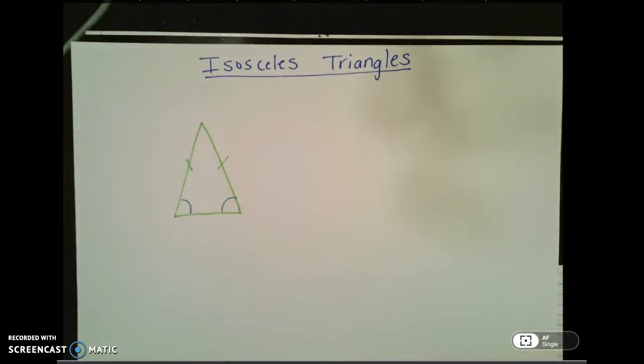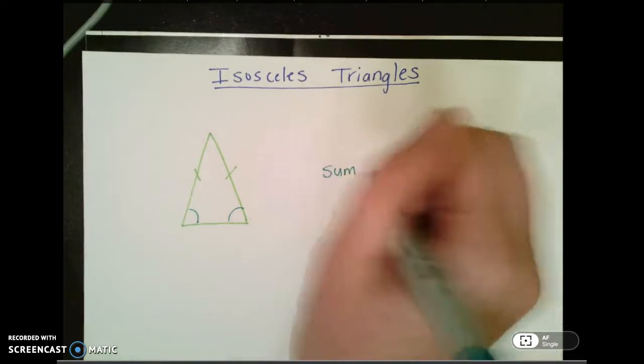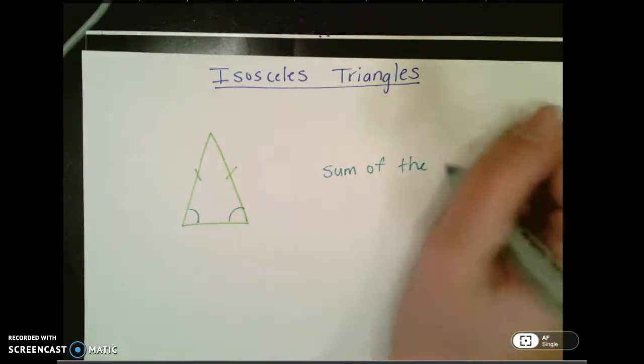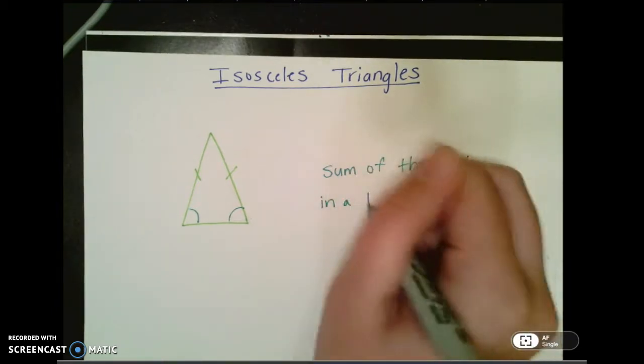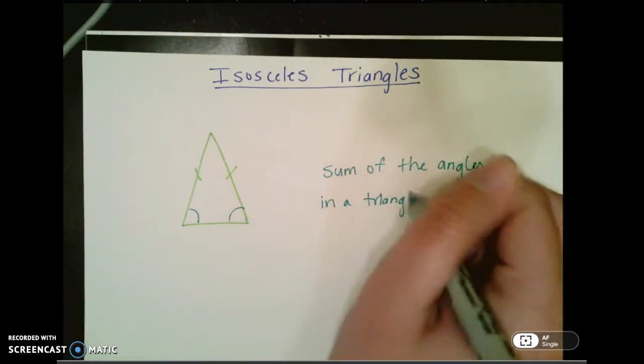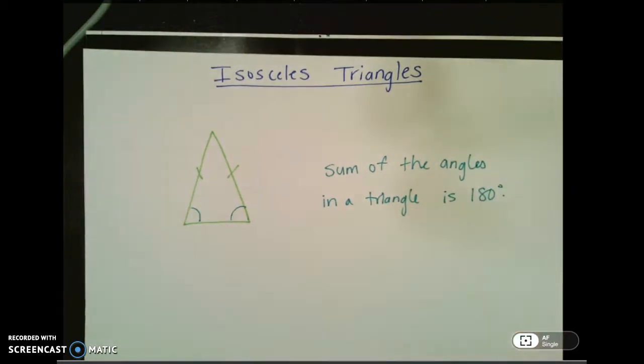Also, just in case you forgot it, the sum of the angles in a triangle is 180. Okay, that will be important later. So if I was to add up all the angles in a triangle, it will always be 180. So now that we know a couple of facts about an isosceles triangle, let's do a few examples.